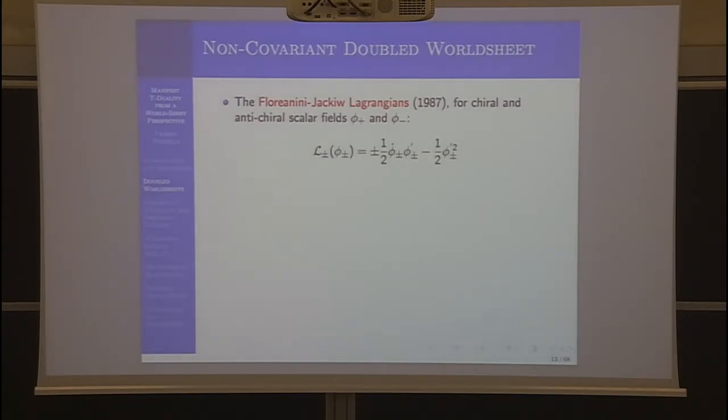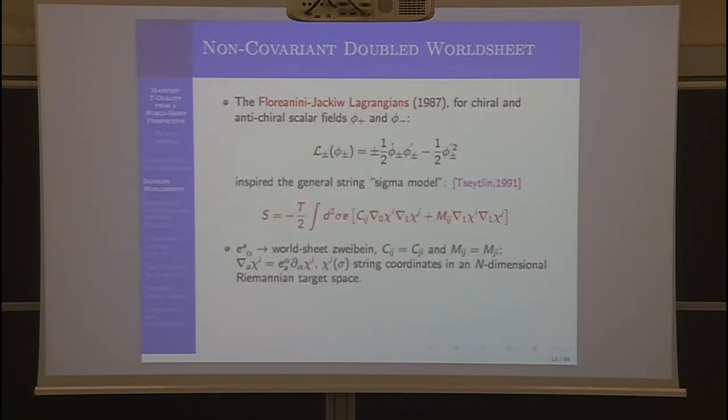I would like to recall here the construction of two sigma models that exhibit this T-duality manifestly at the level of the worldsheet. One is the worldsheet action written by Tseytlin in 1991, starting from the Floreanini-Jackiw Lagrangian of 1987 for chiral and anti-chiral scalar fields, phi plus and phi minus, which looks like this.